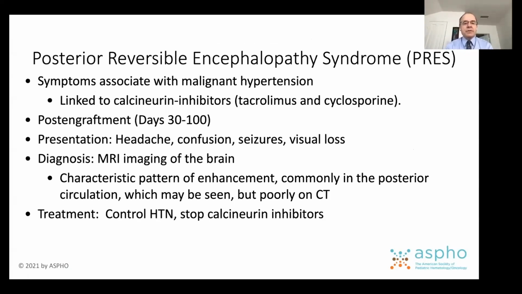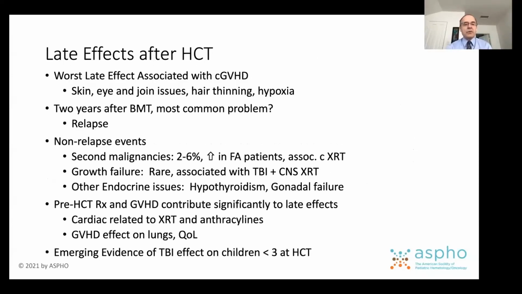The symptoms are almost invariably associated with malignant hypertension. This has been linked to calcineurin inhibitors. It generally occurs in the first 100 days after transplant. Patients can have these symptoms that we talked about, and you can diagnose it with an MRI. Now you can see it on the CT, but you see it much better on an MRI. And the treatment is to control hypertension. That's the most important thing by far. Stopping calcineurin inhibitors is generally the first step, but the key is to get their hypertension under control.